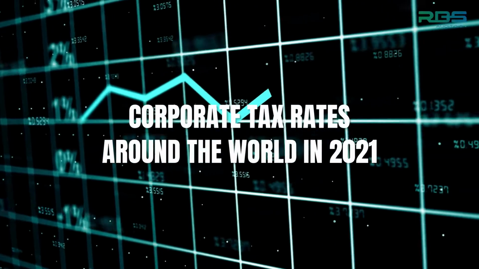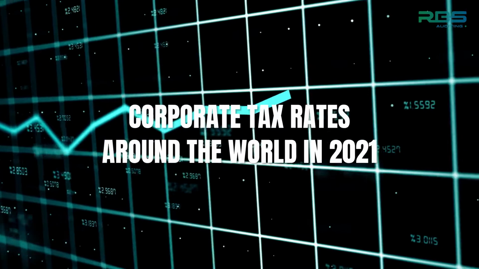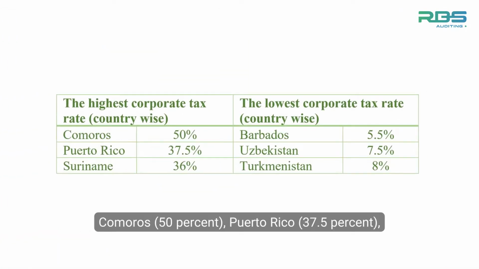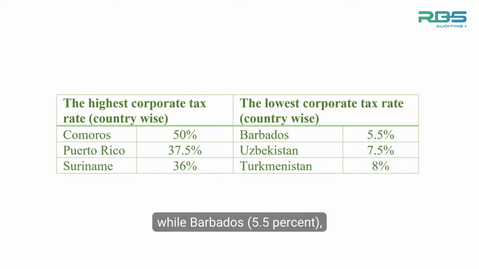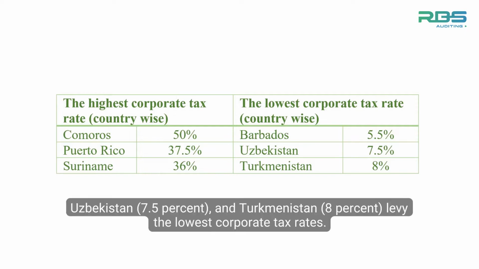Corporate tax rates around the world in 2021. Comoros, 50%, Puerto Rico, 37.5%, and Suriname, 36%, are the jurisdictions with the highest corporate tax rates in the world, while Barbados, 5.5%, Uzbekistan, 7.5%, and Turkmenistan, 8%, levy the lowest corporate tax rates.